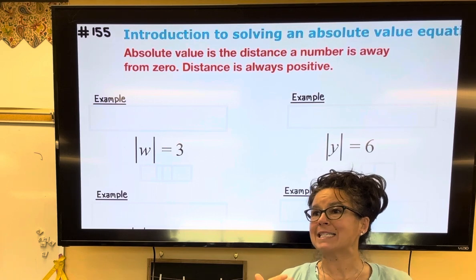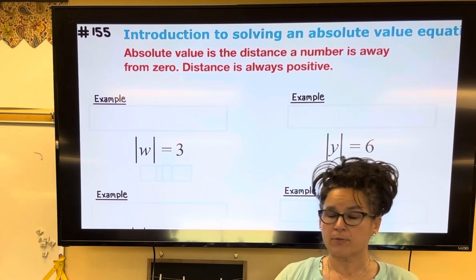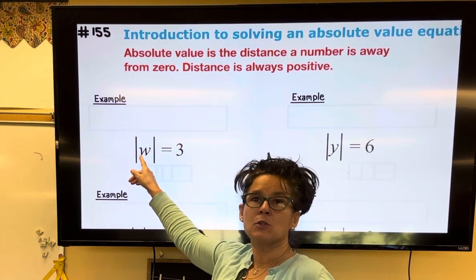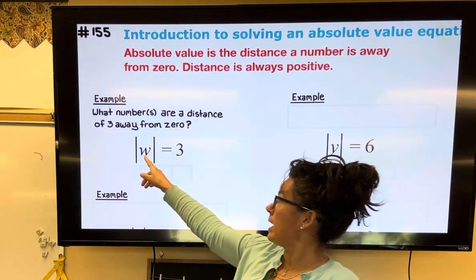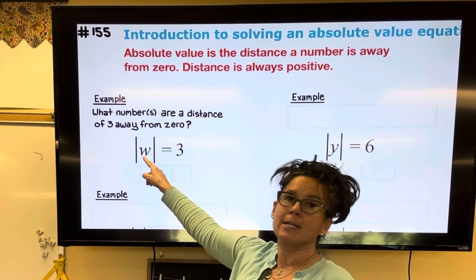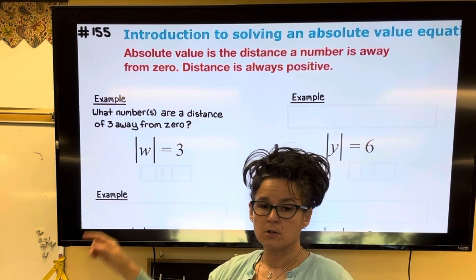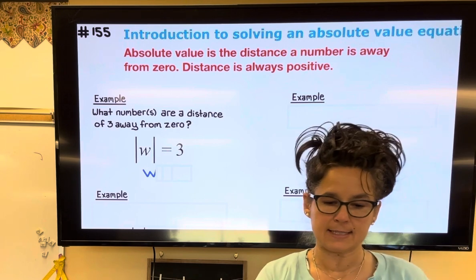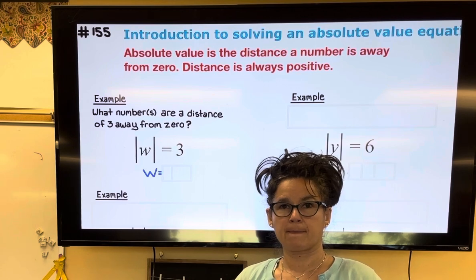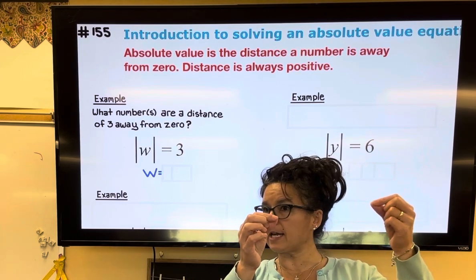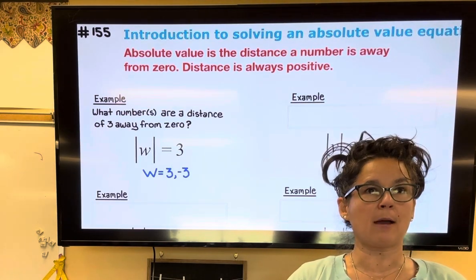And if I measured from 0 over to -5, my tape measure would still say 5. So if the absolute value is the distance a number is from 0, then it has to be a positive number. So in this one, when you see the absolute value of W equals 3, what that really means is: what number or numbers are a distance of 3 away from 0? So what's one number on the number line that has a distance of 3 from 0? Okay, if I go over to 3, I'm 3 away. And if I go over to -3, I'm also 3 away.